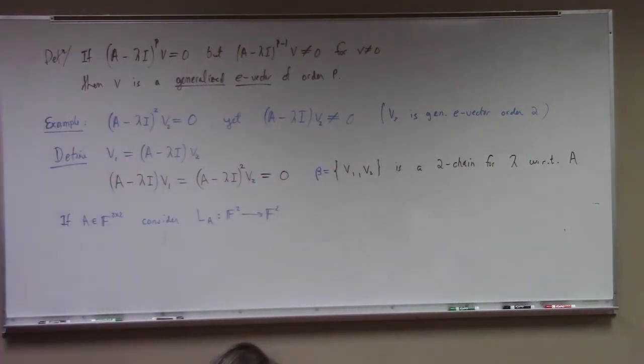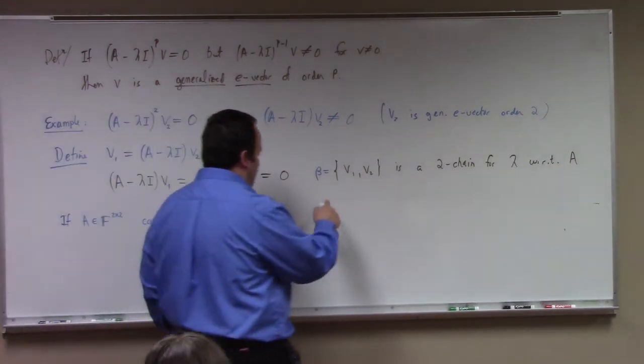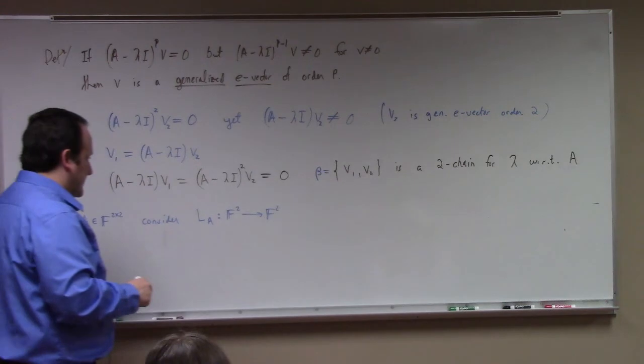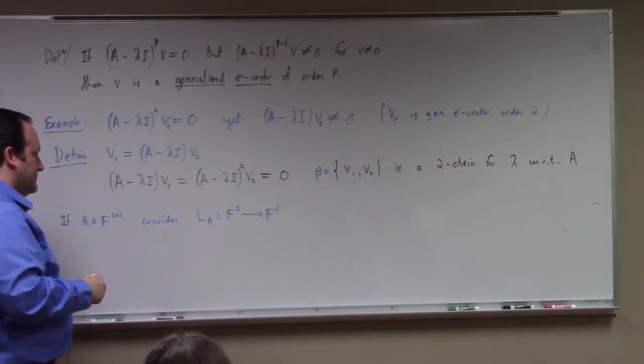By the way, you can prove it's linearly independent. Linear independence comes from calculations much like I've shown you today. If you take a linear combination c1 v1 plus c2 v2 and act by A minus lambda I, it kills off the v1 piece and leaves you c2 times the non-zero vector, so c2 is 0, and then c1 follows. I'll leave it as an exercise for you guys.